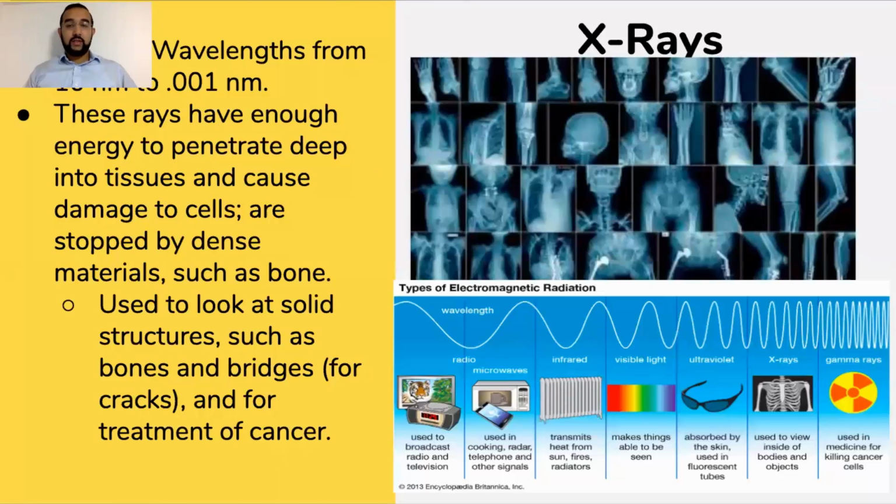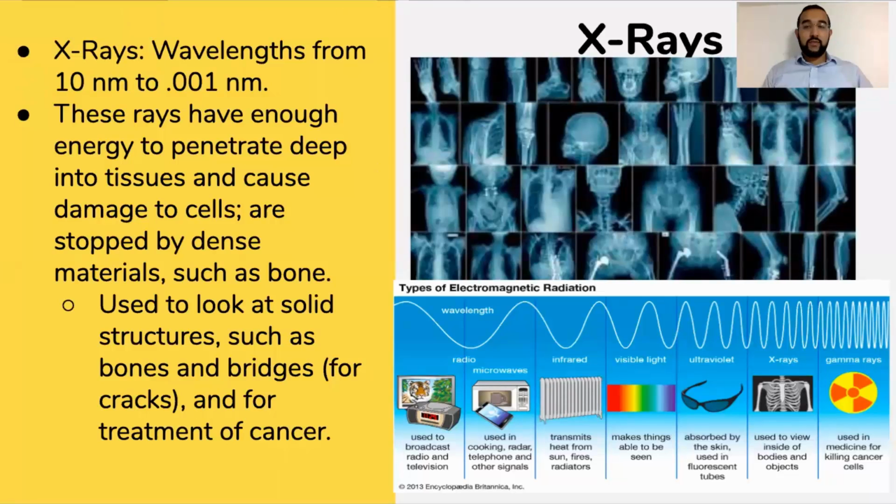Now, X-rays are another type of wave on the electromagnetic spectrum. X-ray wavelengths range from 10 nm to 0.001 nm. These rays have enough energy to penetrate deep into tissues and cause damage to cells as well. They are stopped by dense materials such as bone, and are used to look at solid structures such as bones and bridges for cracks, and for treatment of cancer.